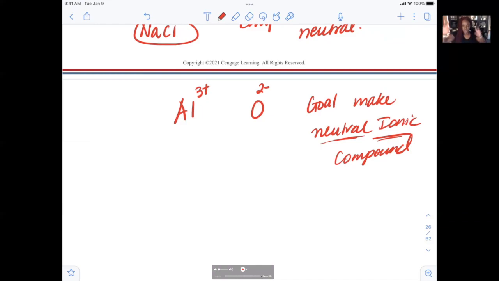So the proper way to do this is just crisscross: bring the 3 down, bring the 2 down. The charges get dropped, the signs get dropped. This is not a court case. We get Al2O3, and this is the compound. But what exactly does this mean?